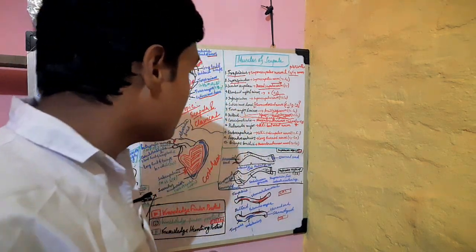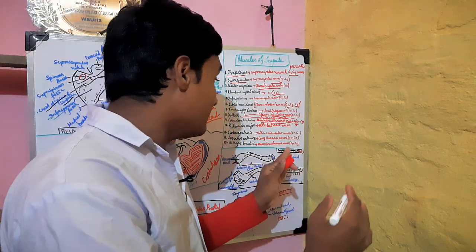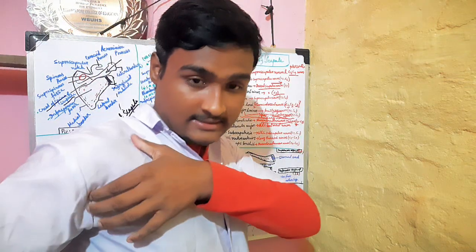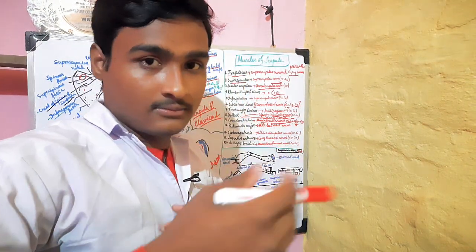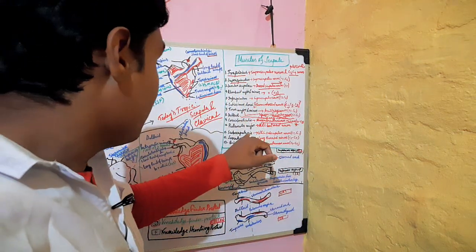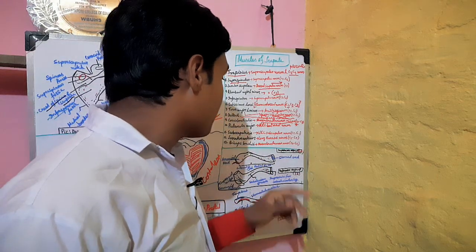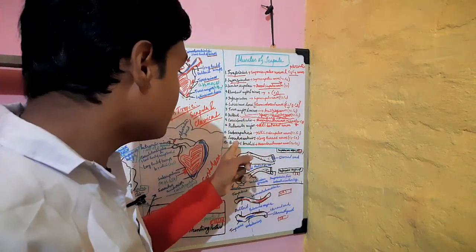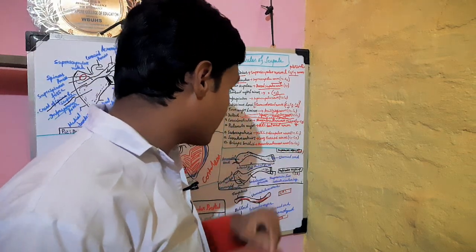The pectoralis major: the medial and lateral pectoral nerve. What is the pectoralis major? This is the pectoralis major, and inside the pectoralis major, this is the pectoralis minor. The subscapularis: it is supplied by the upper and lower subscapular nerve.